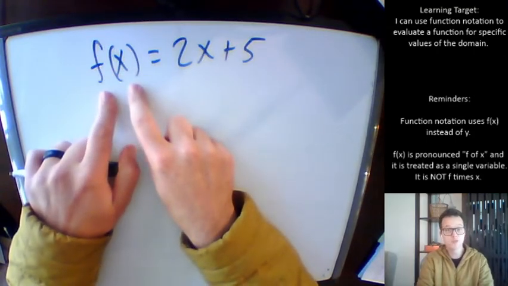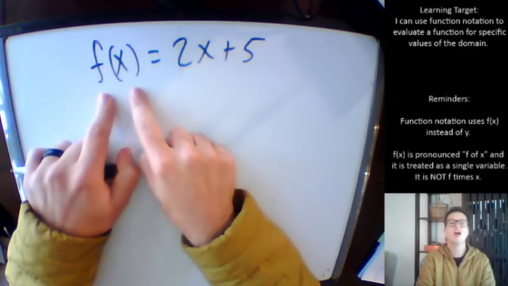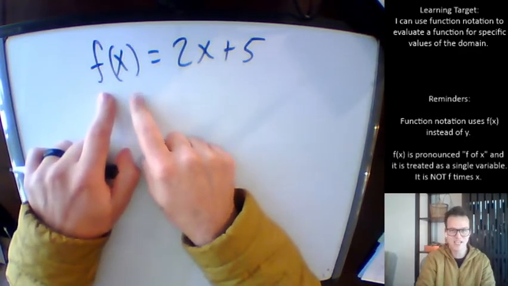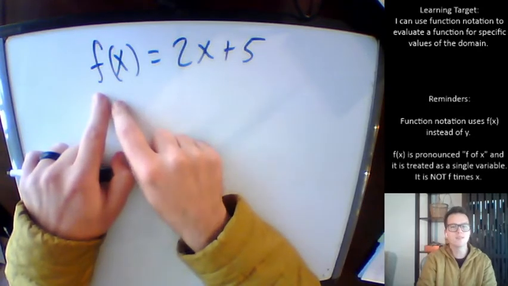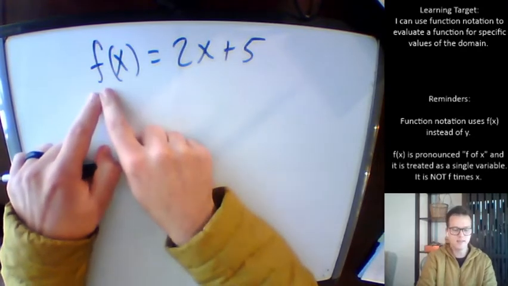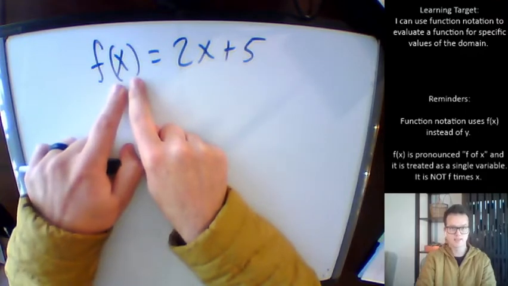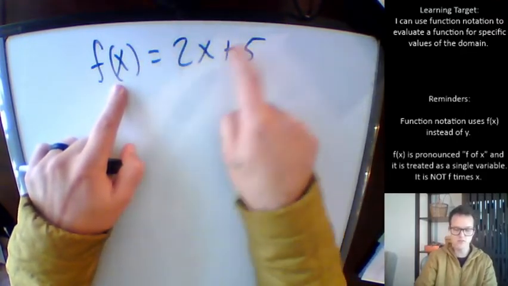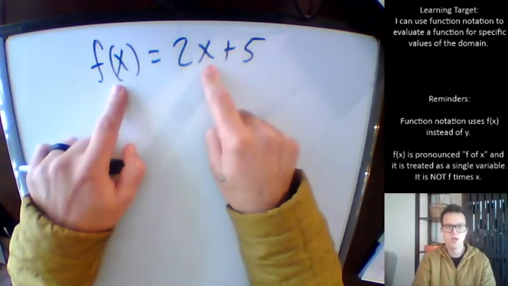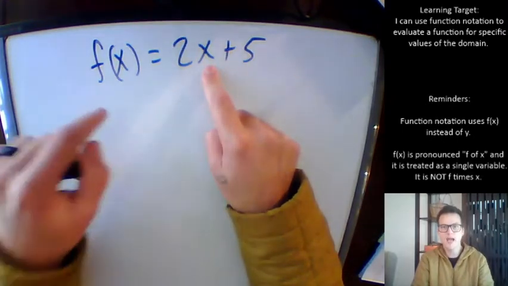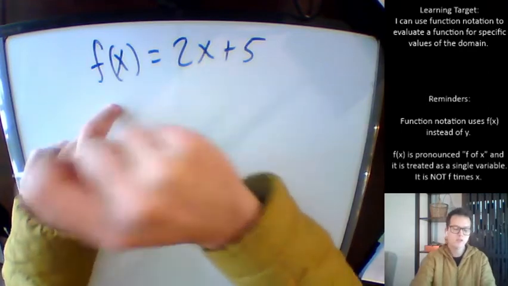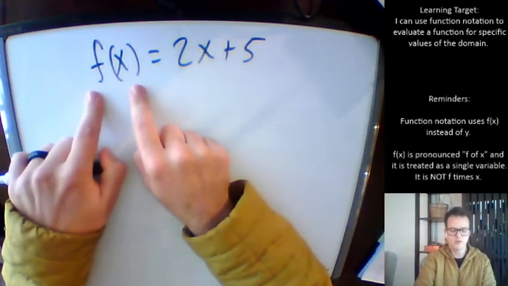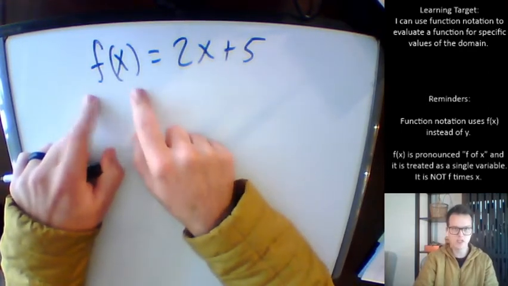What? First of all, it's not f times x. Don't ever think about this as f times x. You see that in the reminder right above me here. The way that we read this using our words is we say f of x, meaning that there's a function in terms of x. So if we find that x value, we can then figure out what the outputs are for that given x value, that given input. So this is what we call function notation. If you see f of x like this, function notation.